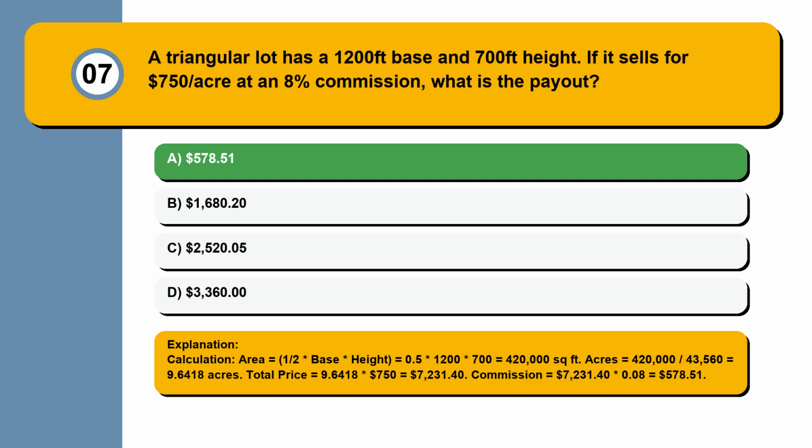Calculation: area equals 1/2 × base × height equals 0.5 × 1,200 × 700 equals 420,000 square feet. Acres equals 420,000 / 43,560 equals 9.6418 acres. Total price equals 9.6418 × $750 equals $7,231.40. Commission equals $7,231.40 × 0.08 equals $578.51.